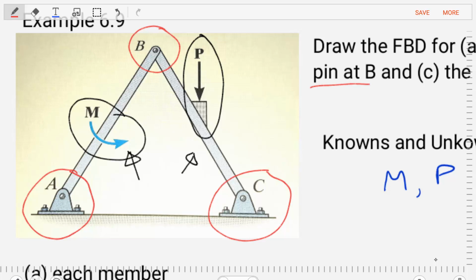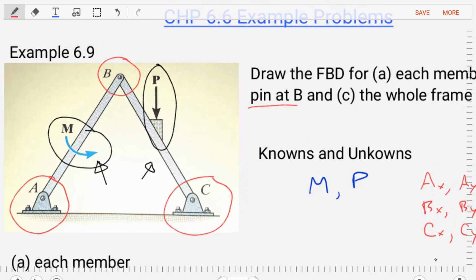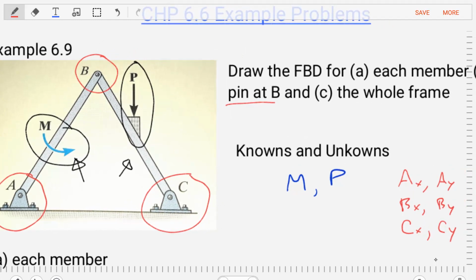So we've got a pretty good idea of how this frame is constructed. Now let's go ahead and break that over to our knowns and unknowns. Let's say that our external loading, the M and the P, are knowns. Those are something that's given to us. And then let's analyze the joint connections and replace those joints with what kinds of reactions we would expect. These are all pin connections, so we're going to be expecting X and Y terms, and that's what we get. AX, BX, CX, AY, BY, CY.